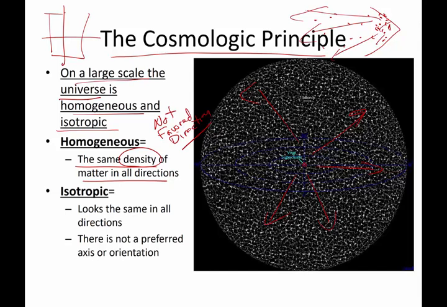So the universe is homogeneous, same density of matter in every direction. It is also isotropic, meaning that it looks the same in all directions. It doesn't look different if you look left, right, up, or down. Again, this is evidence that there is not a favored direction to the universe. Again, that gives us a big clue about the fact that the universe is expanding all the time.